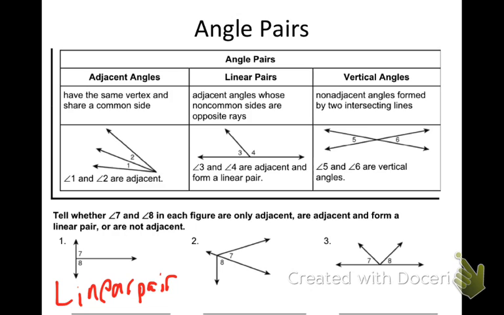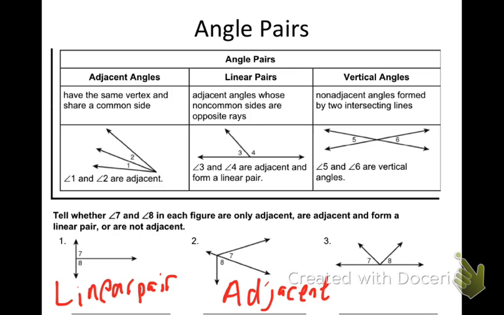2. Bannister, what are you thinking on 2? I have angle 7 and I have angle 8. What would be a good way to describe those? Are they adjacent, linear pair, or not adjacent? Remember, what's linear mean? Linear means they form a line. Do you agree there's not really a line there with 7 and 8? They don't form a straight line. So they would be adjacent. Why are they just adjacent? Because they are just next to each other, and that's it. So those would be just adjacent.